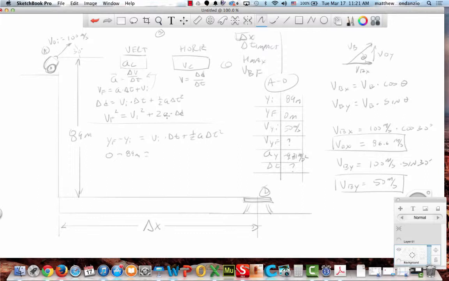Equals what's my initial velocity? What's my initial Y velocity? Positive or negative? Why is it positive? Going up. So 50 meters per second times my delta t plus 1/2 times my what?